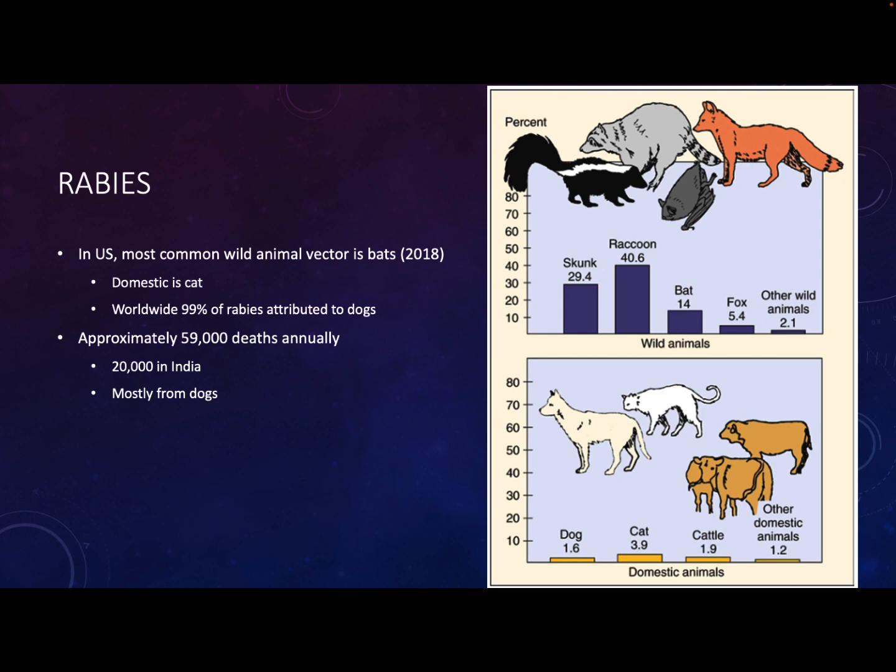In pretty much every other part of the world, 99% of rabies is attributed to dogs. So we have very few cases in the US, at most maybe 4 in a human per year. But worldwide, approximately 59,000 deaths from rabies every year. 20,000 of those are in India, and they are most common from dogs. So that's why sometimes people who grew up in India don't want to deal with dogs, because that's how they grew up.